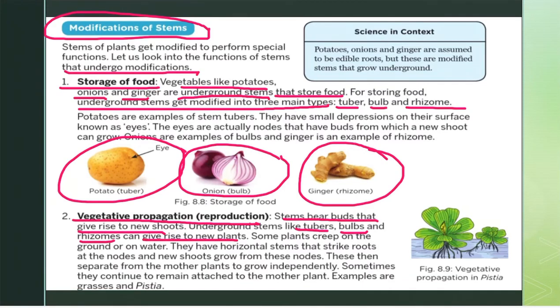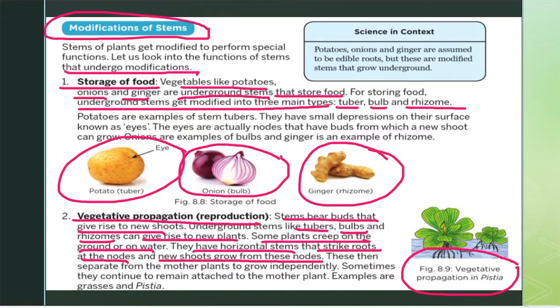So some plants creep on the ground or on water. They have horizontal stems that strike roots at the nodes and new shoots grow from these nodes. These then separate from the mother plant and grow independently. In the examples you can see this vegetative propagation in pistia.